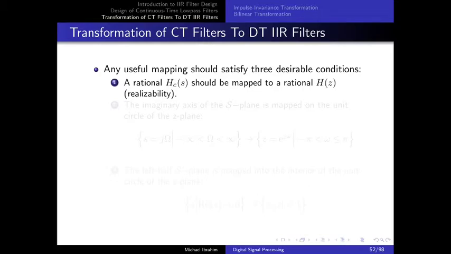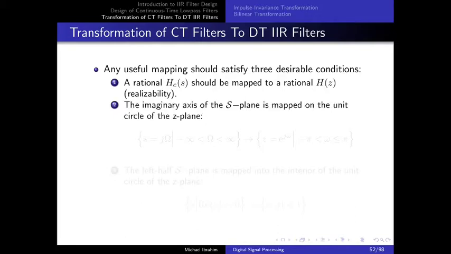The first condition is that if H continuous of S is a rational function, in other words, if it is a ratio between two polynomials, it should be mapped into a rational H of Z, that is a ratio between two polynomials of Z minus 1. And this condition guarantees that the digital filter will be realizable, because we will not be able to implement or realize a digital filter unless its transfer function is a ratio between two polynomials.